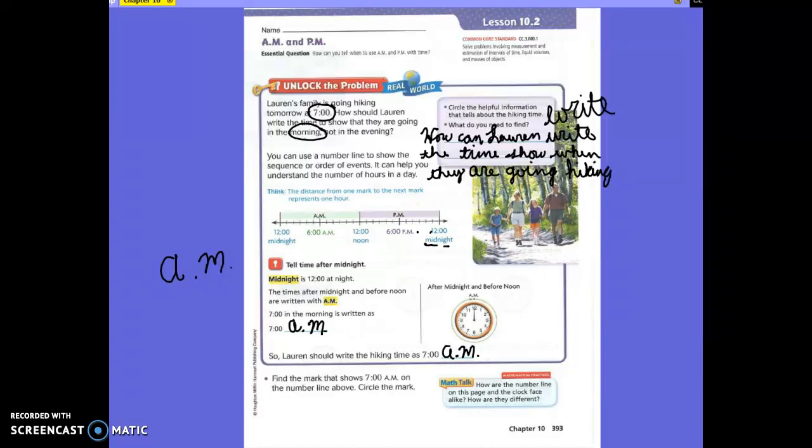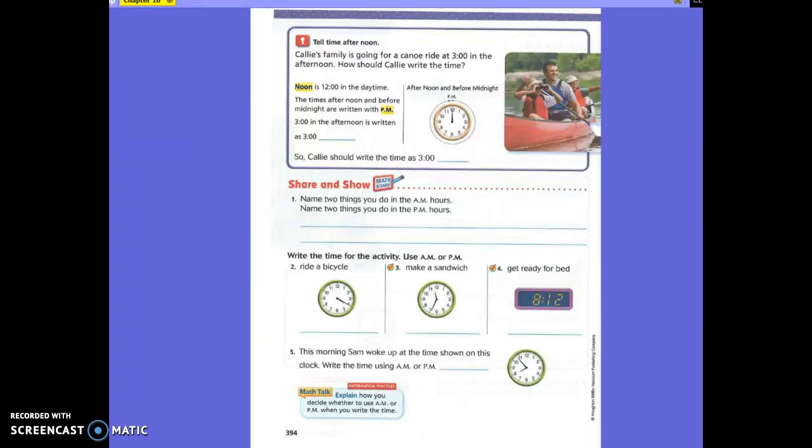AM. Okay, find the mark that shows 7 o'clock AM on the number line above and circle the mark. Which one would be 7 o'clock AM? Okay, we said 7 is after 6, so we put a dot right there at 7. Next page. Callie's family is going for a canoe ride at 3 o'clock in the afternoon.